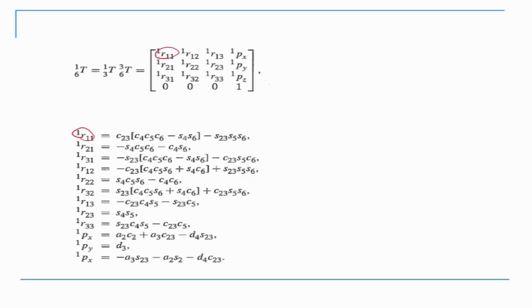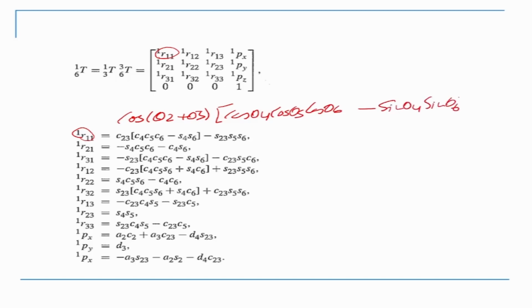So what does this show? If I write it in full, it is cos(theta 2 plus theta 3) into cos theta 4 cos theta 5 cos theta 6 minus sine theta 4 sine theta 6 minus sine(theta 2 plus theta 3) sine theta 5 sine theta 6. Okay, so there are how many variables here? Theta 2 is a variable, theta 3, theta 4, theta 5, and theta 6 are there.